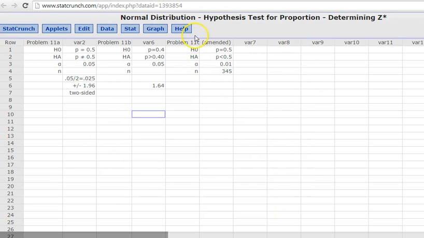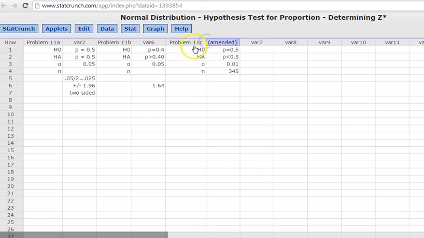Let's take a look at problem C. Here we are in C. Null hypothesis, our proportion is equal to 0.50. Our alternative hypothesis, our proportion is less than 0.50. Our alpha, or our significance level, is 0.01. They also gave us our sample number of 345. We don't need that to calculate this question.